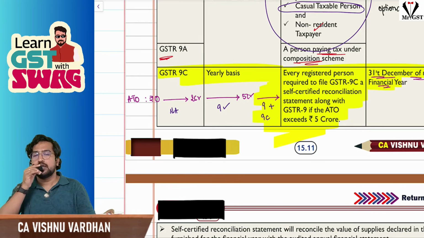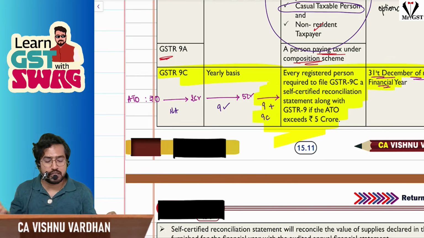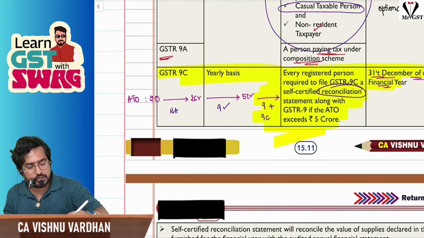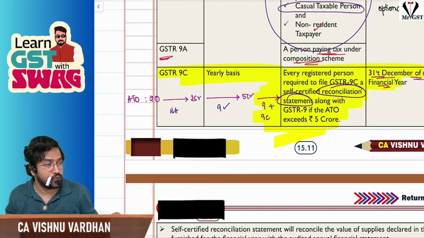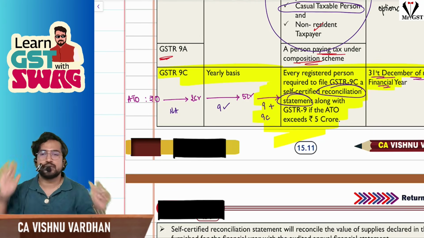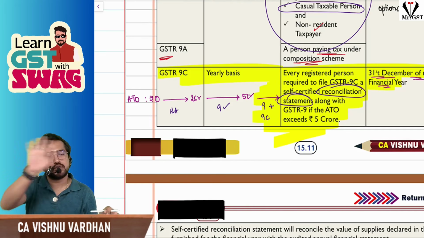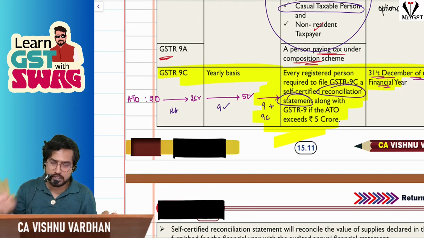You should file GSTR 9C also. GSTR 9C is also known as the reconciliation statement. GSTR 9 is known as the annual return. GSTR 9C is the reconciliation statement. You reconcile what and what? GSTR 9 and books of accounts. But this is mandatory only when aggregate turnover exceeds 5 crores.